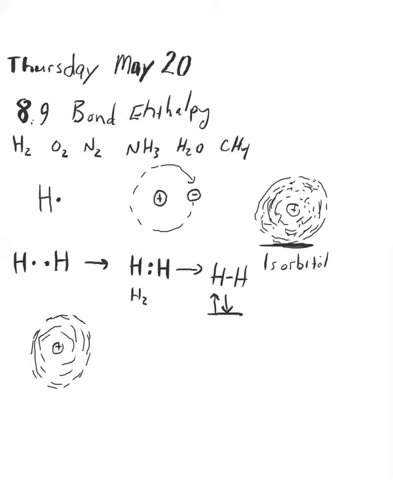Okay, there's the electron, right? Where's the electron? It's somewhere around there, right? It's occupying that space. Now let's take the second hydrogen atom. It's the same thing, right? It's just a proton with its electron.